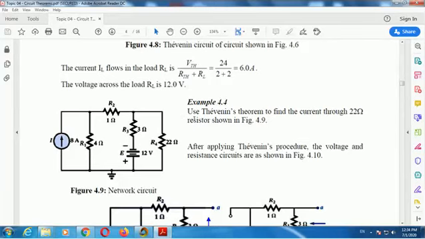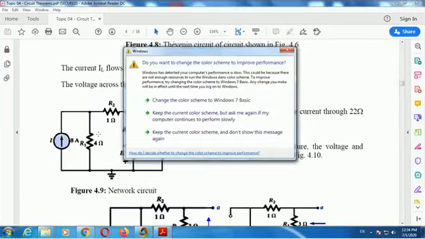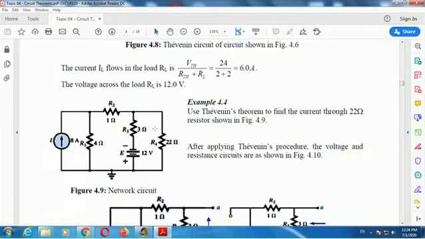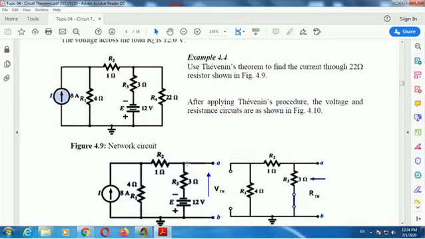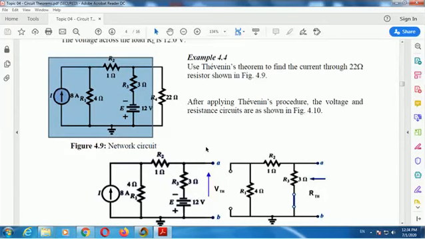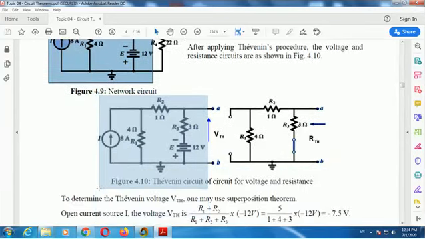So we want to use Thevenin theorem to find the current through the 22 ohm. So what do we do? First, we take the 22 ohm out. Take the 22 ohm out, and we are left with this part.